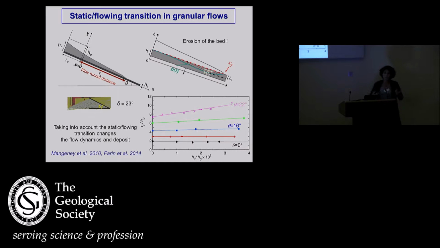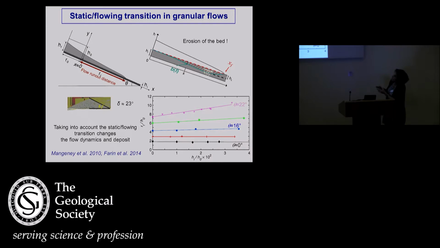It means that when you have a granular flow, not all the mass is flowing. Some part is static and some part is moving. And in particular, when you have erosion, you can see very interesting changes in morphology, like meandering. So you have a new granular material that will erode the slope around it, and you have to be able to take into account this static-flowing transition.